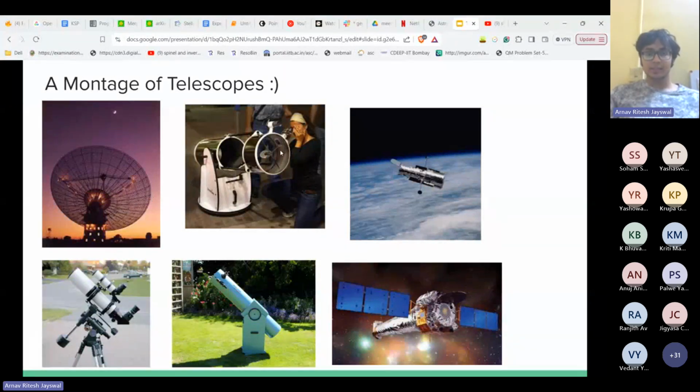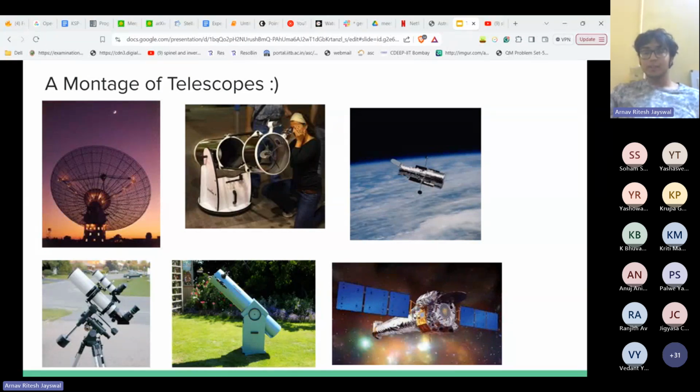The second image is one of Einstein's telescopes, one of his reflecting telescopes. Then there's the Hubble Space Telescope. Of course, it really needs no introduction. Then on the bottom right, there is the Chandra X-ray telescope.